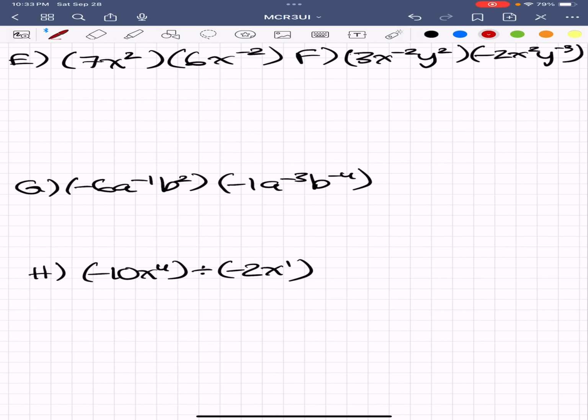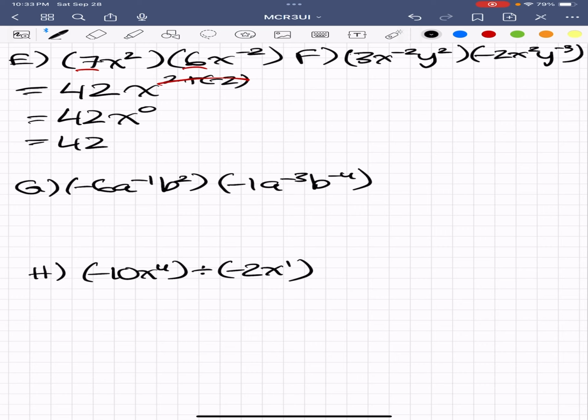Moving on, we have bases. We have a common base of x, and we're going to be adding those exponents together. And then we have the coefficient of 7 and 6. So 7 multiplied by 6 equals 42. And we have x to the power of 2 plus -2. So we add these exponents together. It's 2 plus -2. So that cancels out. It's now 42 x to the power of 0. Using our 0 exponent law, x to the power of 0 equals 1. And we are left with the answer of 42. Moving on.